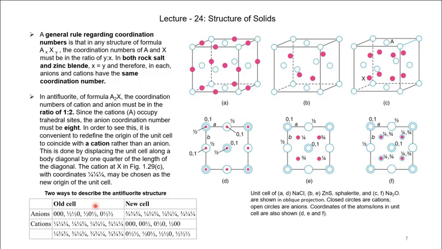We can see that there are two ways of describing the antifluoride structure. What are these two ways? We can have the anion position. This is the anion position, and the anion position is on the corner of the unit cell, the edges and corners, and also the center of the faces.